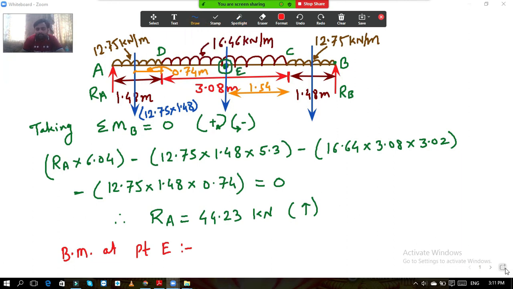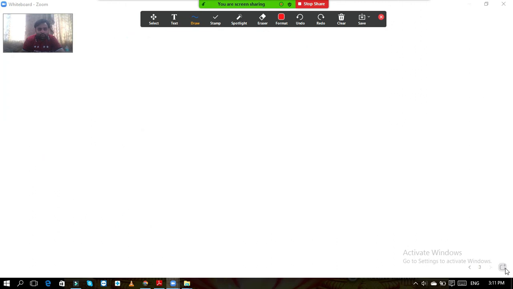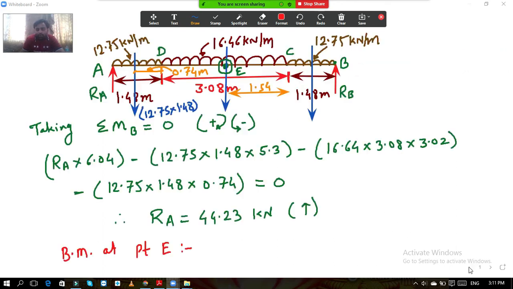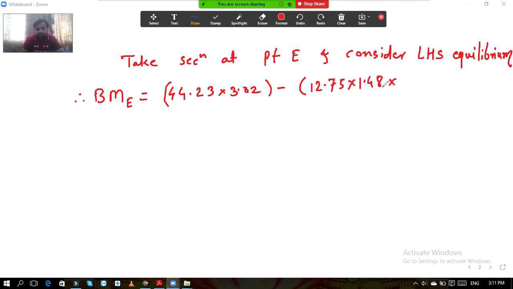So here it is minus 12.75 into 1.48. Now this UDL gets converted into the point load. And what is the distance? The distance from point E is 0.74 plus 1.54. Okay, so 1.54 plus 0.74, it is 2.28. I think the distance is 2.28.